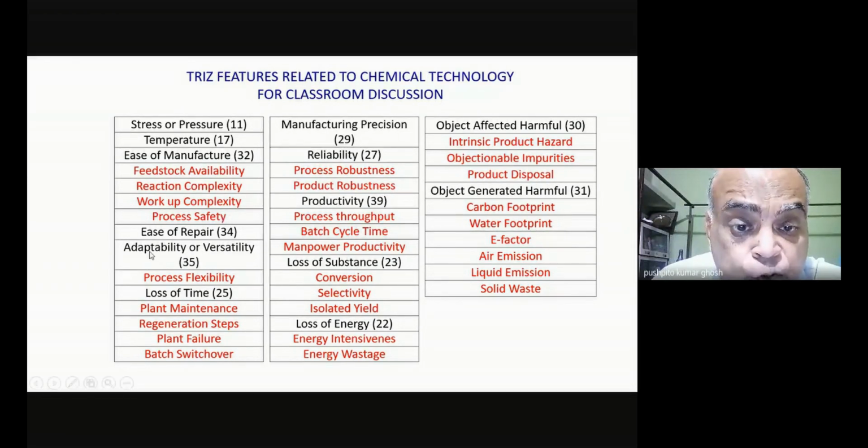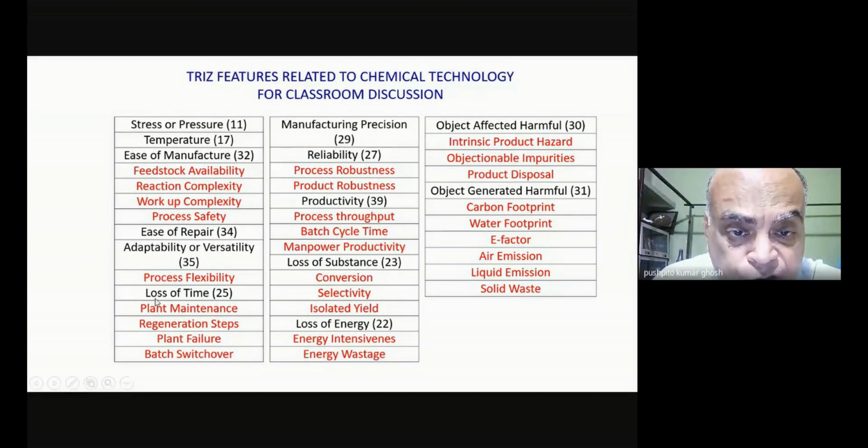Okay. You could also look at adaptability or versatility. What you're talking about, process flexibility. I mean, how flexible is your process? Do you have sufficient latitude? Or is it very, very stringent in terms of how you specify parameters?